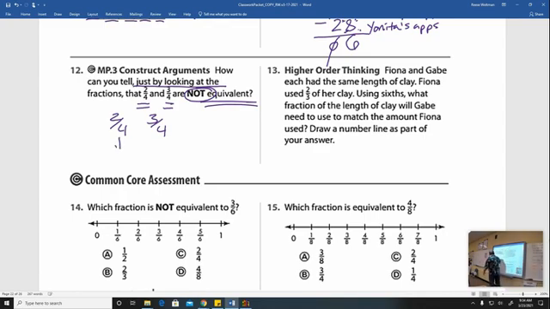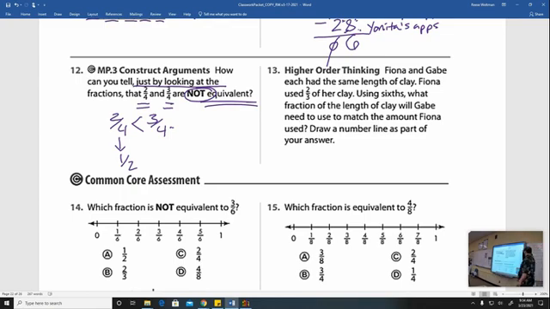Look, this one actually equals 1/2, right? And 1/2 and 3/4, those are not equivalent. 3/4 is even more than 1/2. Make sense, guys? Everybody get that one?